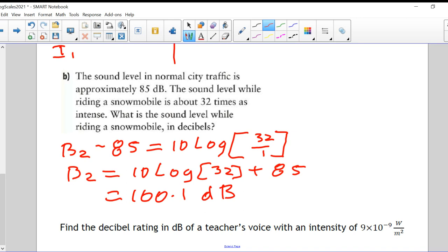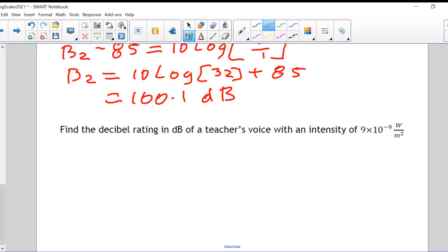All right. Now, last question. What's the decibel rating of a teacher's voice? Not me, this is not me. If that intensity is 9 times 10 to the minus 9 watts per meter squared, what would you rate that teacher's voice at? Where on the scale would that be?